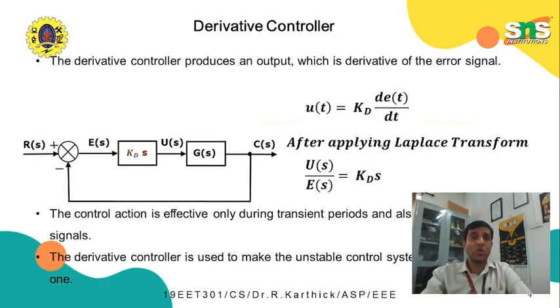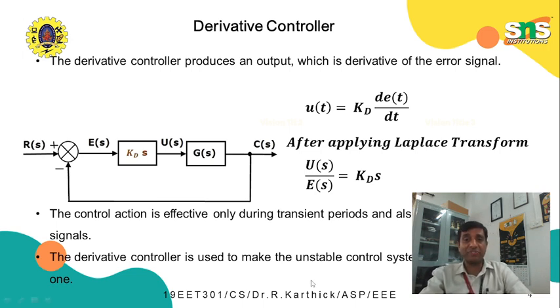Now the second controller is the derivative controller. The derivative controller produces an output, U of s, which is a derivative of the input signal. So it acts on the derivative of the input signal. Mostly the derivative controller is not going to be used individually; rather, it is going to be used in combination with other controllers.